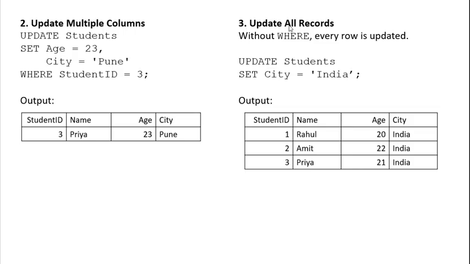Third is updating all the records, so without WHERE every row is updated. UPDATE student SET city = 'India', with India inside single quotes, and semicolon. So for all the records the city name is changed to India.